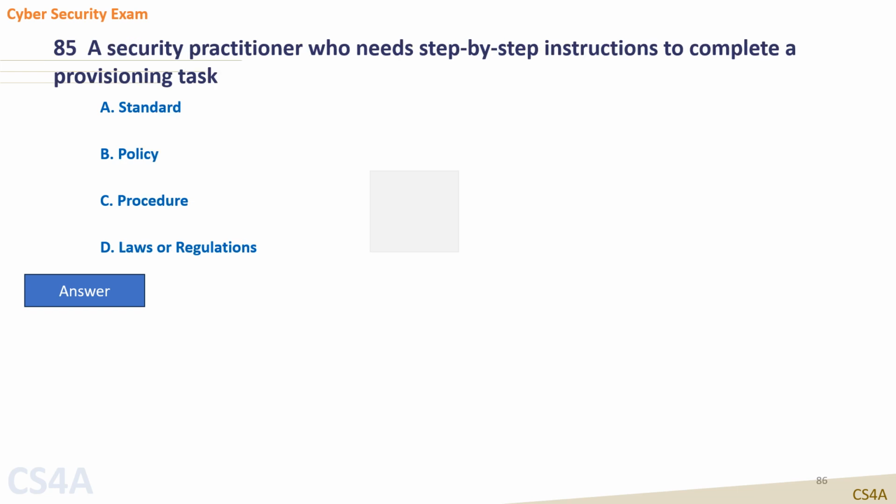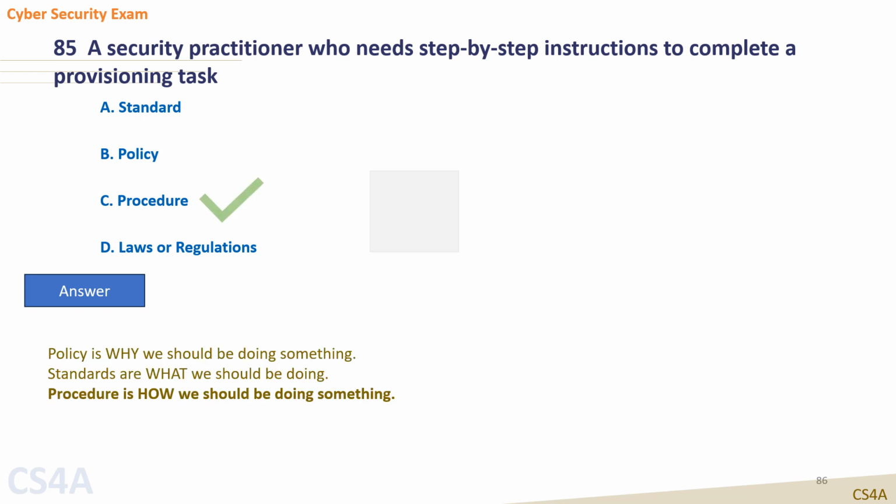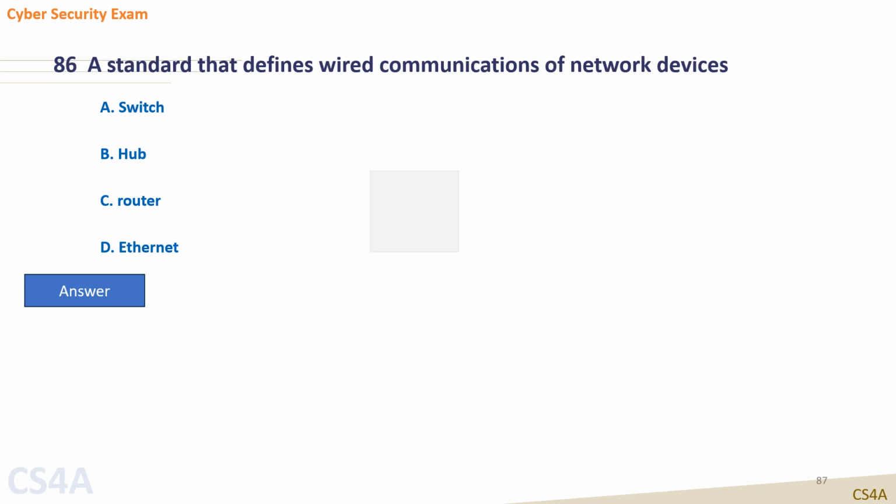Here the question is: a security practitioner needs step-by-step instructions to complete a provisioning task. This is either standard, policy, procedure, or law or regulations. Here the keyword is step-by-step instruction, so clearly the answer is procedures. Next, the question is: a standard that defines wired communication of network devices. Here the keyword is standard. Out of these, which is a standard? Switch, hub, and router are devices. Only Ethernet is a standard. So the option is D.